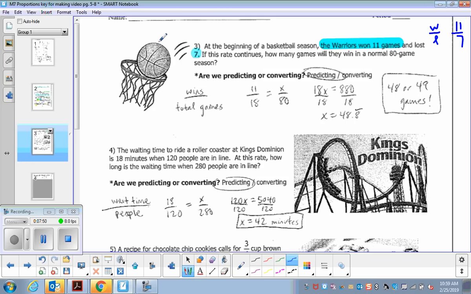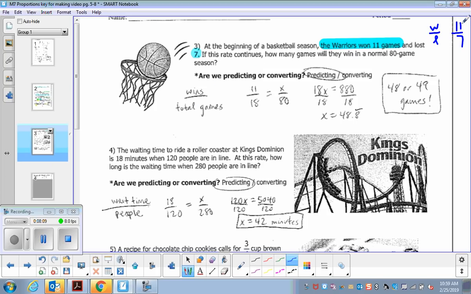If this rate continues, how many games will they win in a normal 80-game season? So we actually don't care about wins compared to losses. We care about wins compared to the total. So this is a part to total comparison, not the part to part.